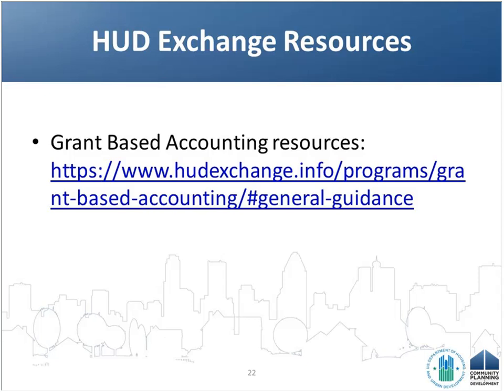Does the origin year test affect the public services cap? No, the public services cap remains the same. The Origin Year Expenditure Test only applies to the admin and planning activities. It does not apply to the public services cap.